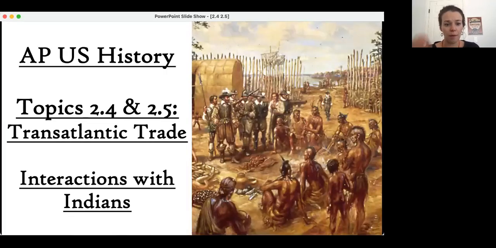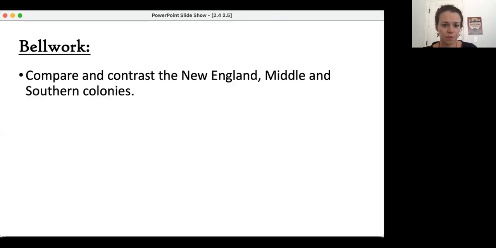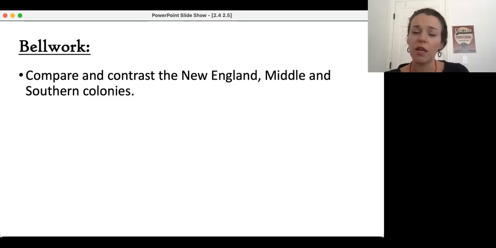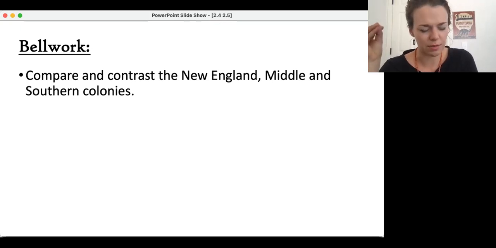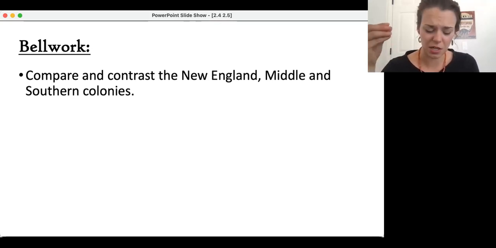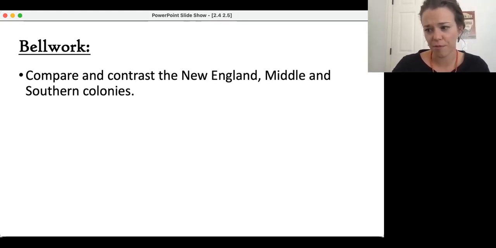Okay, topic 2.4 and 2.5 look at the Trans-Atlantic trade and interactions with Indians. So let's think back. What have we learned so far? What do we already know? Remember, I recommend that you do this primarily as a self-assessment tool. Do you remember what we talked about yesterday, a couple of days ago? Can you compare and contrast the New England, middle, and southern colonies? Because this is a very common LEQ prompt.